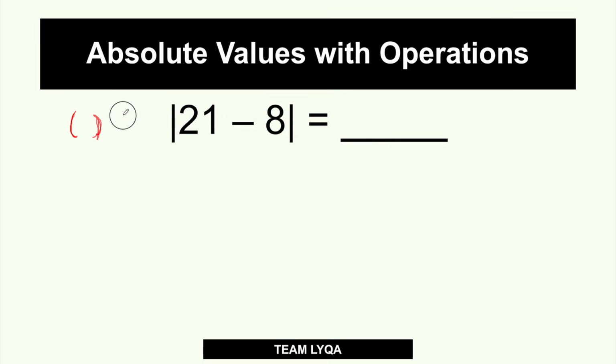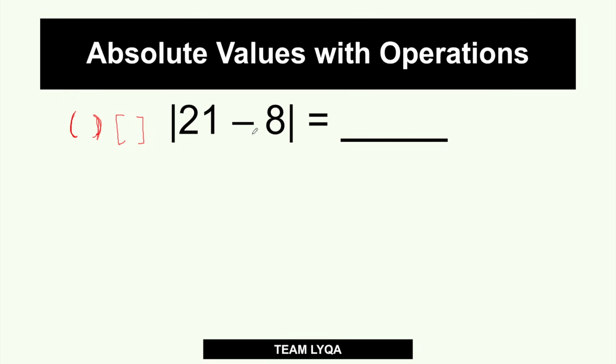Meron din tayong parenthesis that looks like this, right? Pero it's also different from this. Pag dalawang straight lines lang siya, it means the absolute value. However, the same rule applies, okay? Kung ano yung nangyayari sa loob, isolve mo muna and then yung answer yung ilalabas natin.